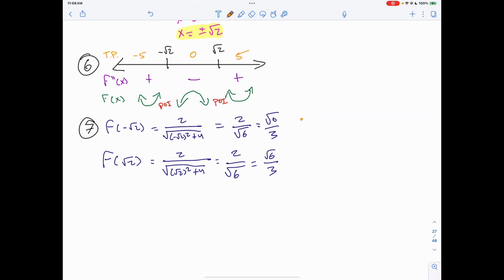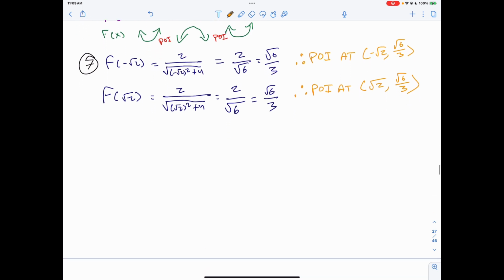So I have a point of inflection at -√2 and √6 over 3, and I have a point of inflection at √2 and √6 over 3. And then I'm going to piece it all together into my sketch.